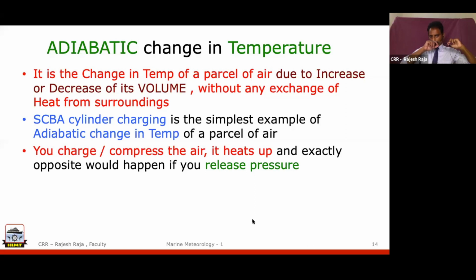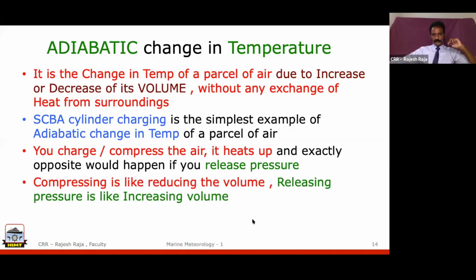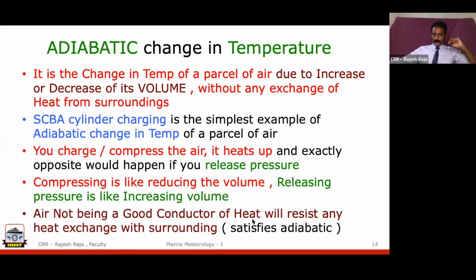Now, if you release that pressure, that means you're expanding the air, your temperature will go down. So this is what your next line is telling you. Compressing is like reducing volume. Releasing is like increasing volume. Now, air is not a very good conductor of heat, so it will not very easily exchange heat with the surroundings. It will take time. So for a short duration, it does satisfy the adiabatic change.